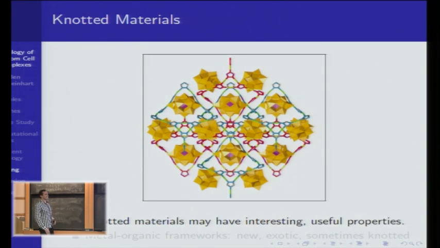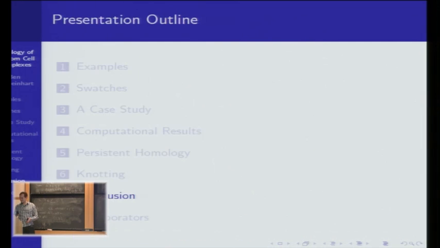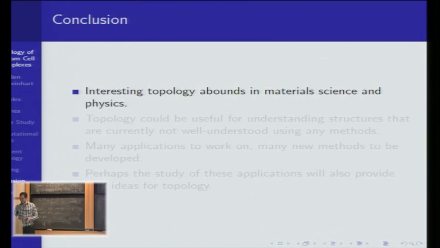I just wanted to find a picture of a material that had knots in it, and this is one. I'm just going to say that they may have interesting, useful properties. Not just the property of unknottedness is useful, but the property of knottedness is useful as well. Oh yeah, I'll show you something. You should thank me for not including pictures of kidney stones in my talk.